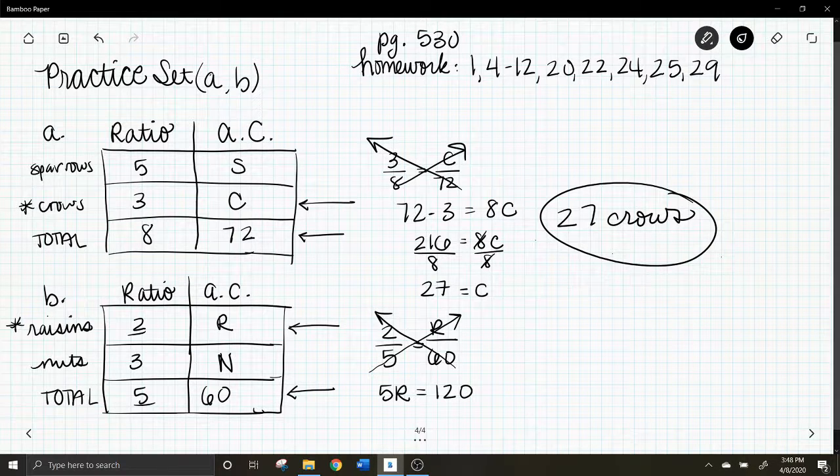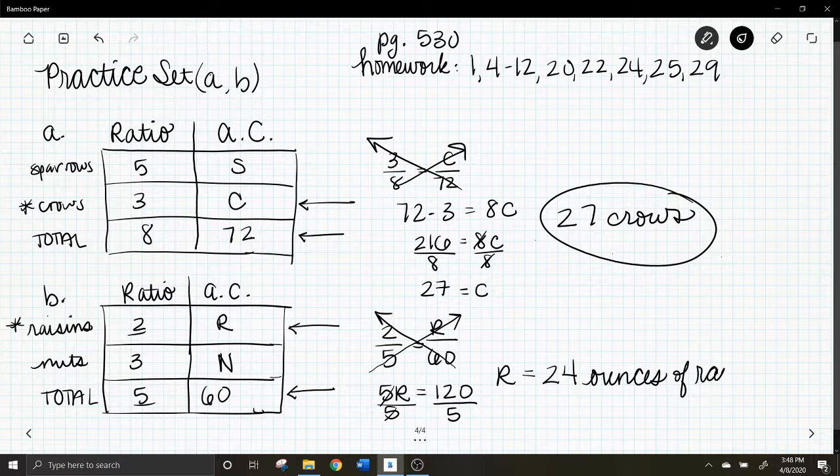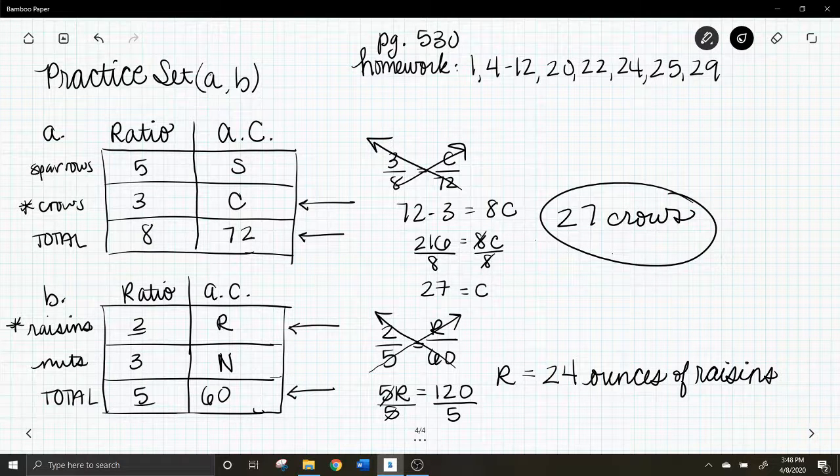Okay, so 5 times what number equals 120? Remember, we divide the product by the known factor in order to solve for the unknown factor. And R equals 24. So 24, what? Not 24 raisins, but it said for how many ounces of raisins. So you could say 24 ounces or 24 ounces of raisins if you wanted to be really complete with that unit there. Okay, so hopefully that helped you.